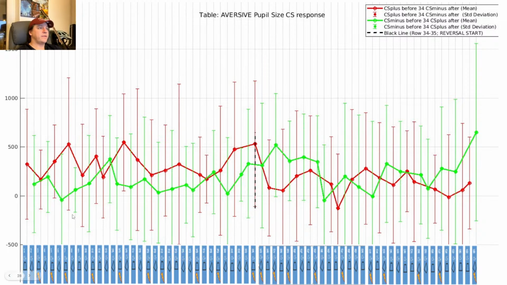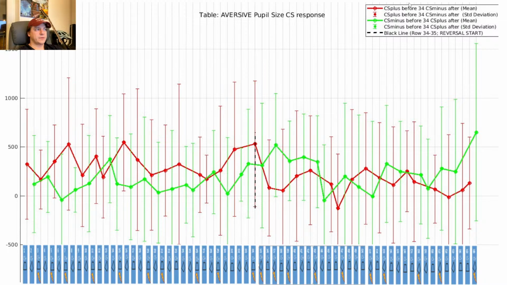Okay, let's look at the aversive pupil size response. So these are pupil sizes, once again in millimeters, 0.001 millimeters, so this is actually 1 millimeter, 1000. Here you can see the trials. The black line in the middle is when the reversal starts, when the symbols changed. In the first half, all the dots are the mean responses for all participants for the trial. So this is the mean response of 20 participants for the first trial, for the second, third, fourth, and so on.